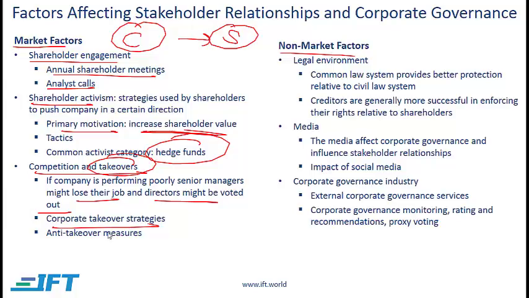There are various kinds of corporate takeover strategies, and at times companies might have anti-takeover measures in their corporate governance charter in order to discourage takeovers. Coming now to non-market factors, one major factor is the legal environment. Broadly speaking, there are two types of legal environments: a common law system and a civil law system. A common law system provides better protection for shareholders relative to the civil law system. Also, creditors are generally more successful in enforcing their rights relative to shareholders.